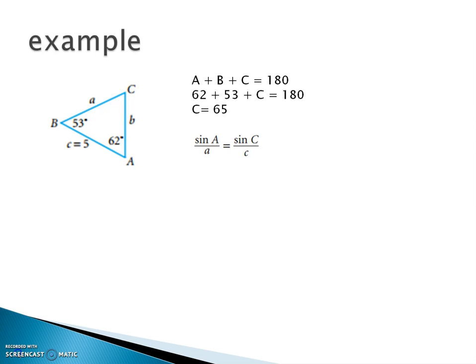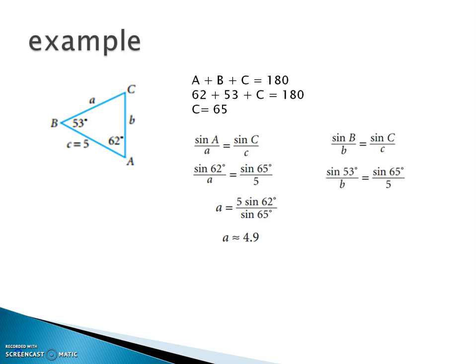Substituting the values we know, we get sine of 62 over a equals sine of 65 over 5. By solving the resulting equation, we see that a equals 5 sine of 62 divided by sine of 65. Plugging this into our calculator, we see that the length of side a is approximately 4.9 units. We can repeat this using sine of B over b equals sine of C over c, and we find that the length of b is approximately 4.4 units.